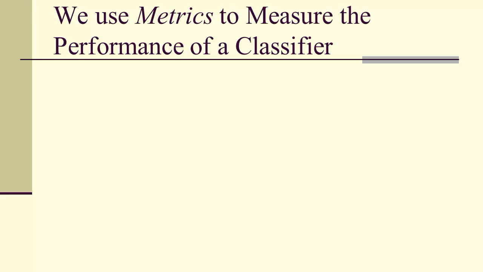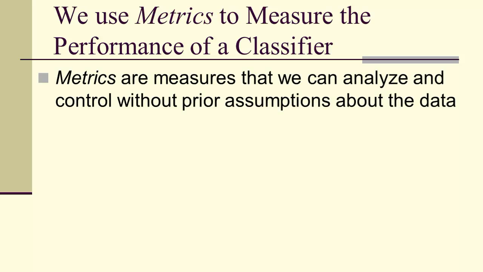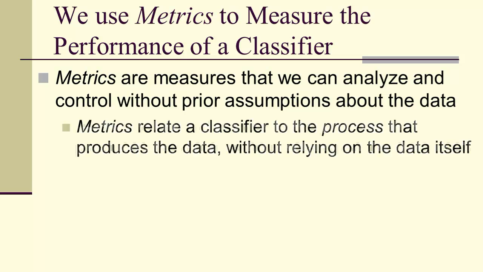Now, using the p positives and n negatives, we use metrics to measure the performance of a classifier. So what is a metric? A metric is a measure that we can analyze and control without prior assumptions about the data. So metrics can relate a classifier to the process that produces the data without relying on the data itself.